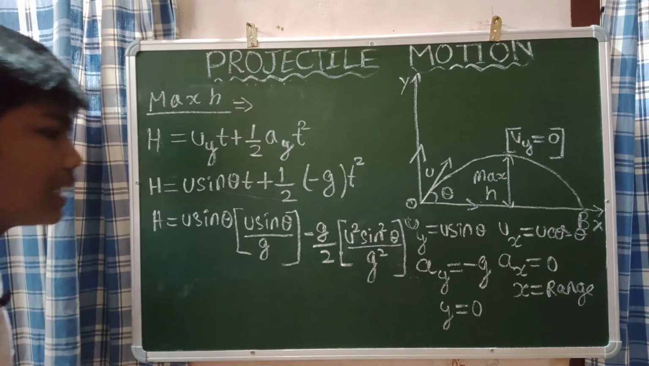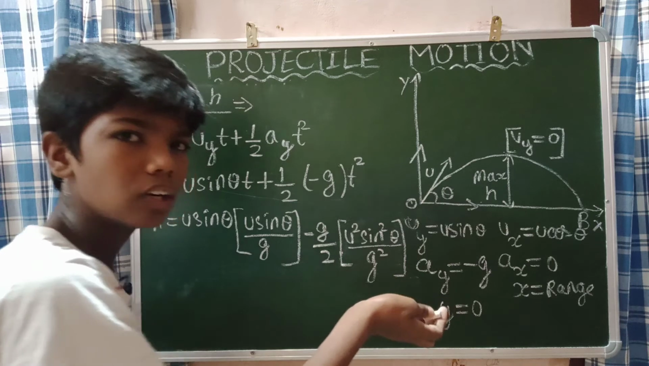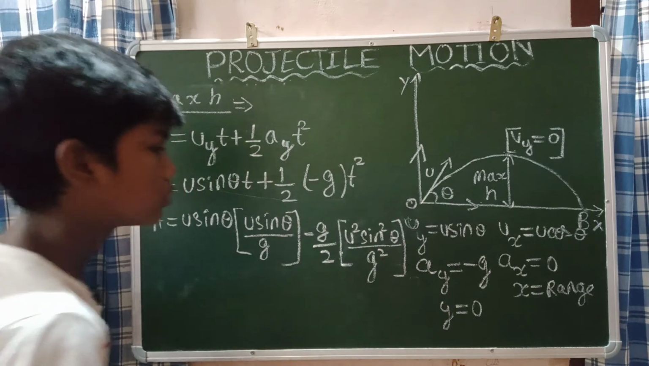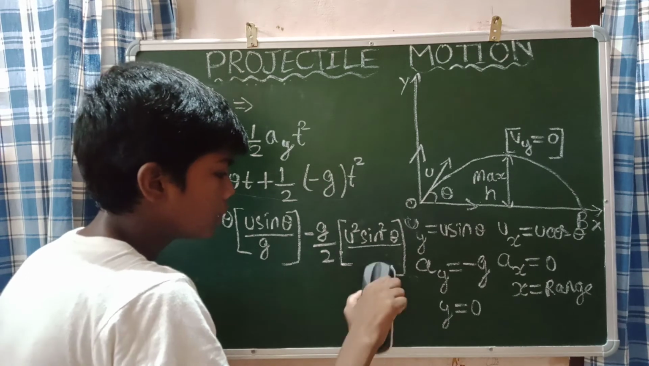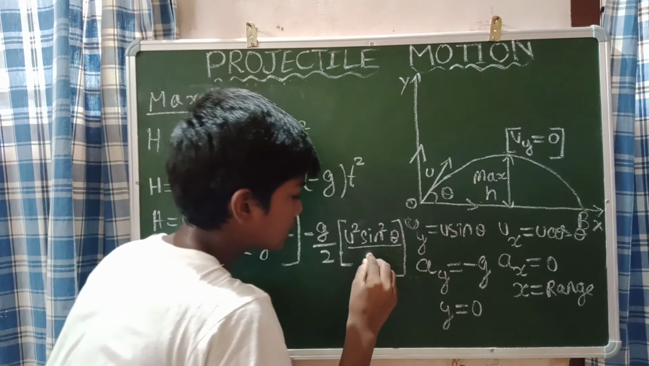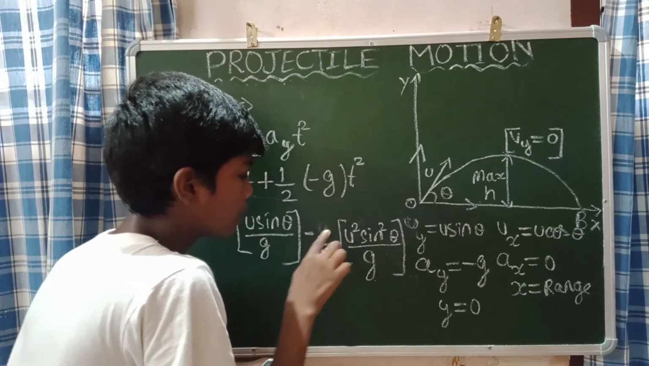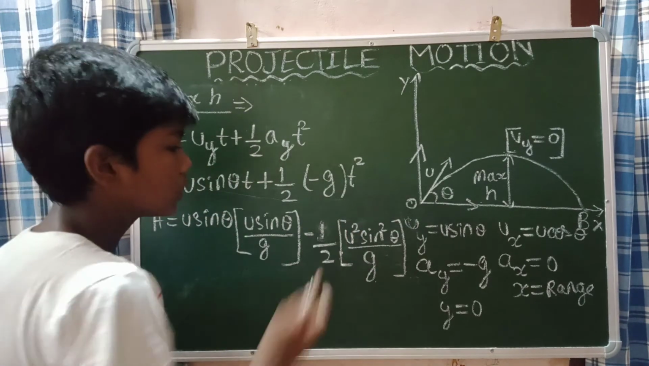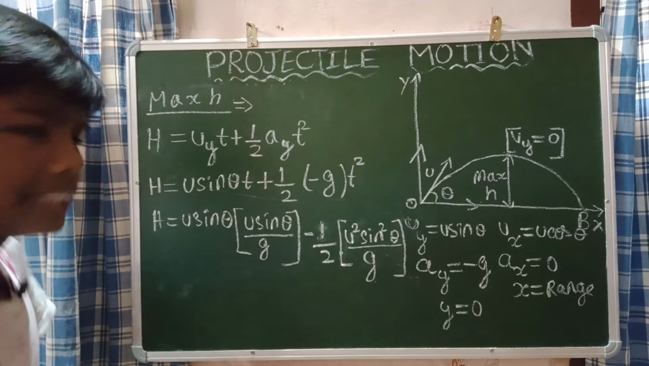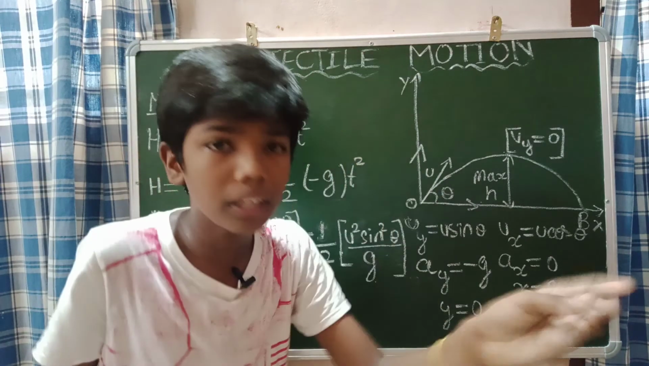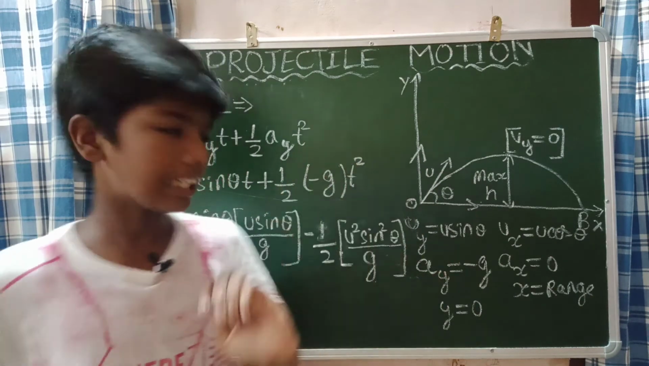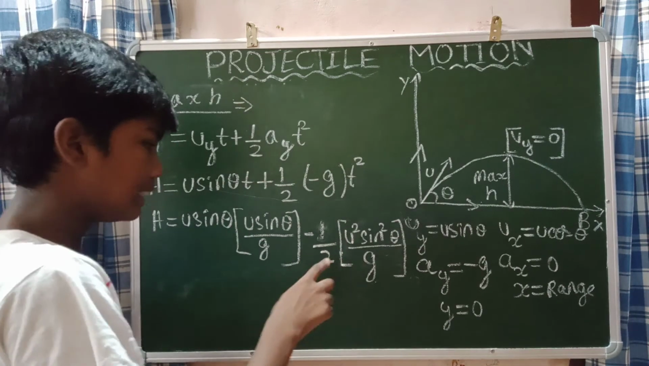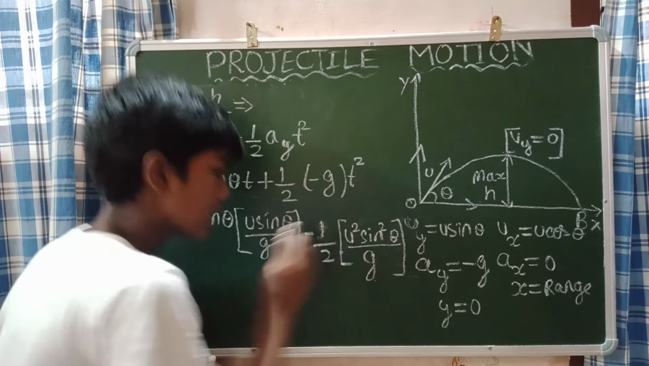Now, guys, this g square and g will cancel out, because one g remains. When you cancel, what answer do we get? It becomes g only, and the other factor becomes 1. So we get 1 by 2 into u square sin square theta divided by g, guys. I'm just solving this basic equation. So half into u square sin square theta divided by g. This is how the equation becomes.